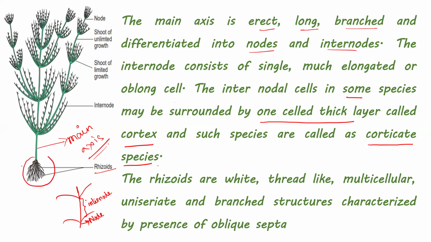The rhizoids are white. These are the rhizoids. Okay. Thread-like, multicellular, uniseriate and branched structures characterized by the presence of oblique septa. This is an important point. Septa is the plural of septum, right? The septa that are present are oblique in nature. Clear?